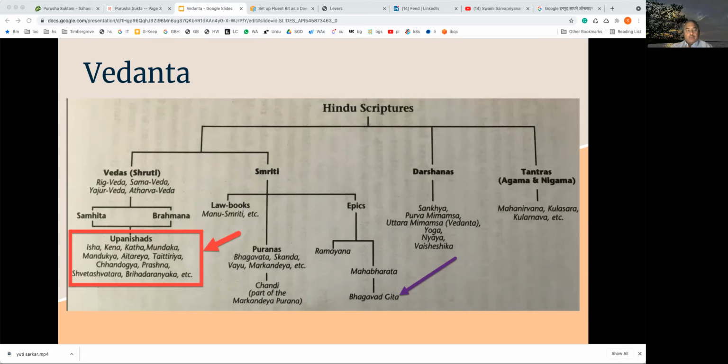So the Upanishads, again, are broken up into two words, the Upa and Nishad.